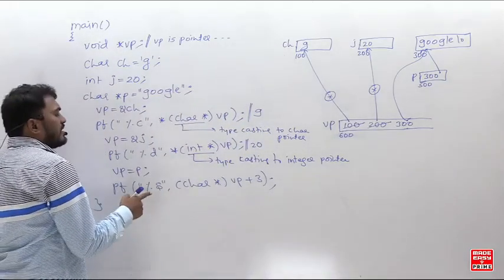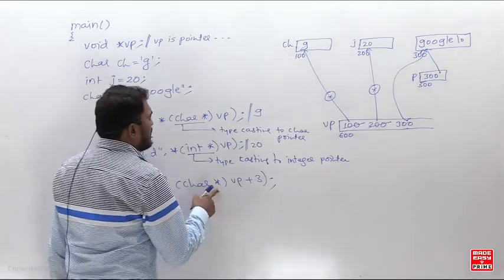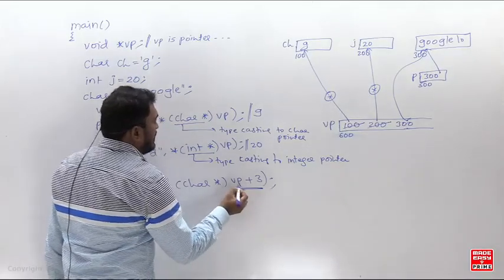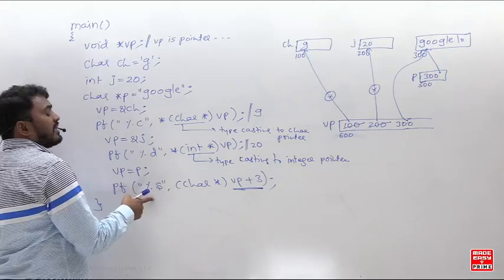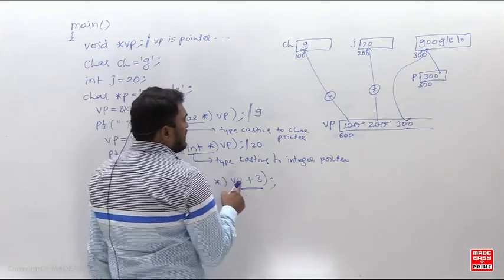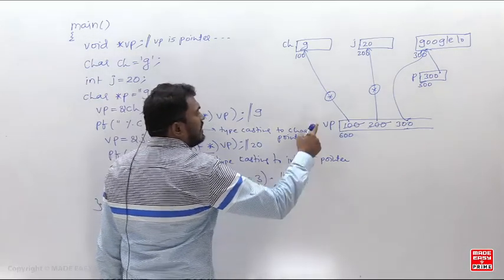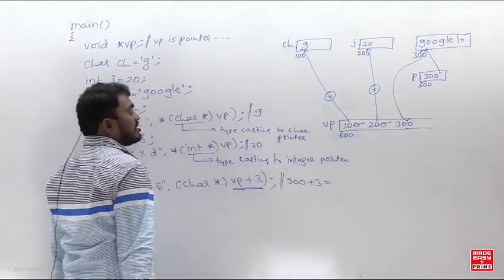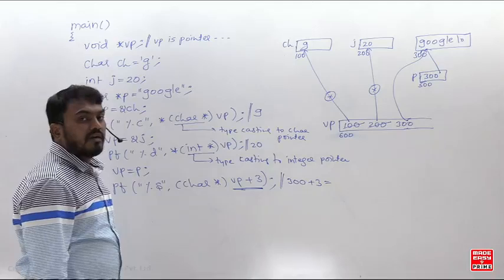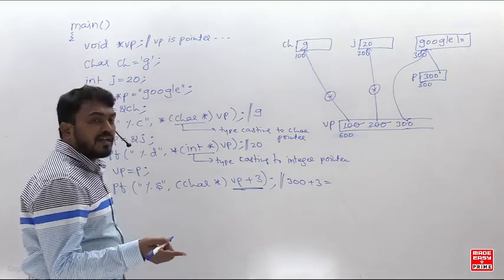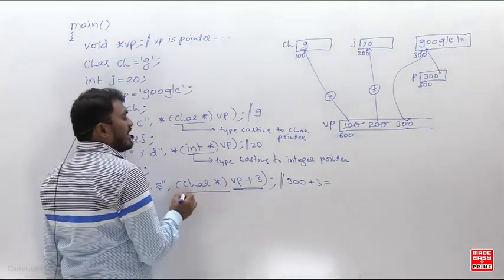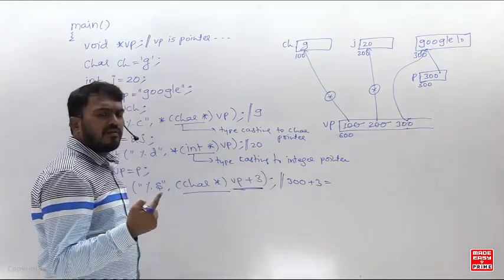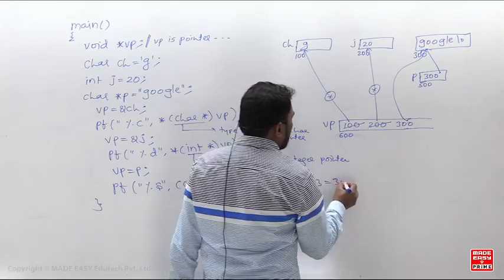Now next, if I say percentage s, character star. Look at your typecasting to character pointer. You say VP plus 3. Now look here, percentage s. What should percentage s be given? A base address. So here VP plus 3. VP means how much here? 300. So 300 plus 3 means how many bytes should it increment? Only 1 byte. Why? How will it know to increment 1 byte? Because you typecast it to character pointer. So when you typecast it to character pointer, it will jump only 1 byte. So this becomes 303.